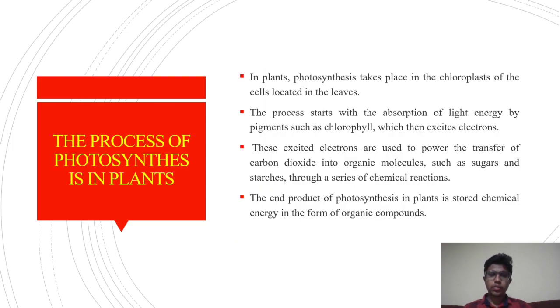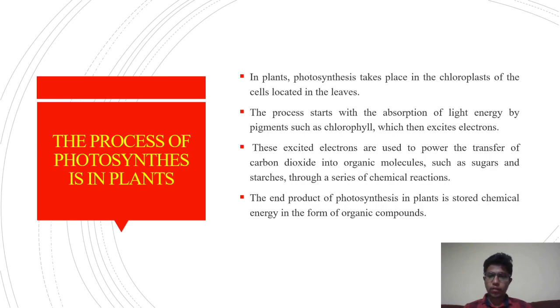Okay, the process of photosynthesis in plants. In plants, photosynthesis takes place in the chloroplasts of the cells located in the leaves. The process starts with the absorption of light energy by pigments such as chlorophyll, which excites electrons. The excited electrons are used to power the transformation of carbon dioxide into organic molecules such as sugars and starches through a series of chemical reactions.